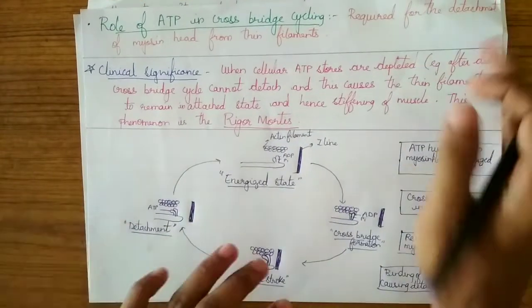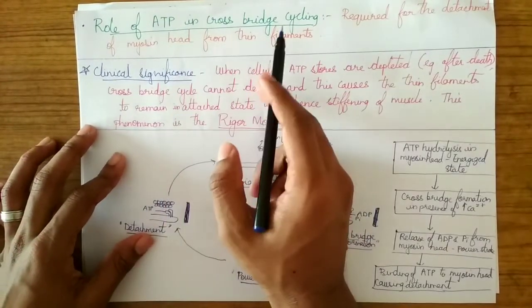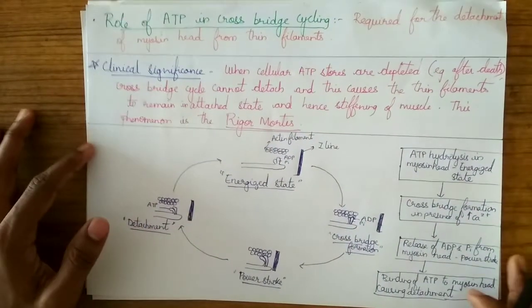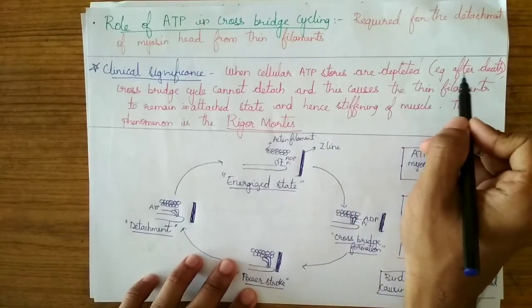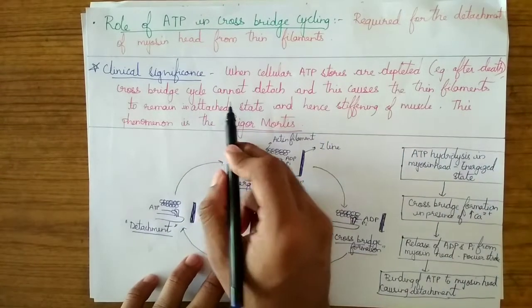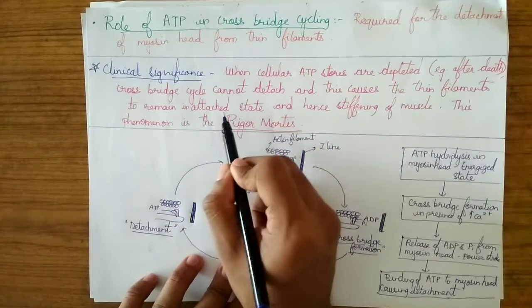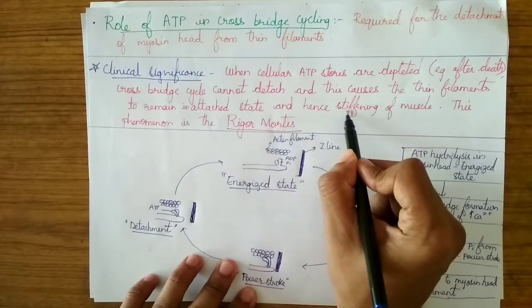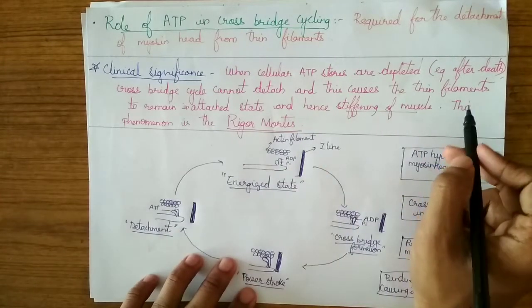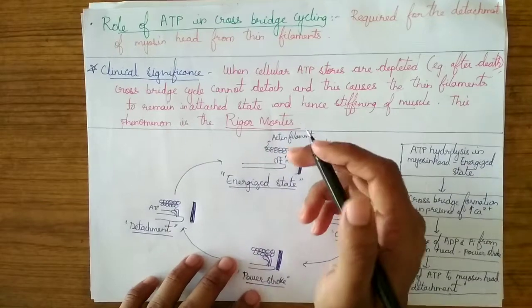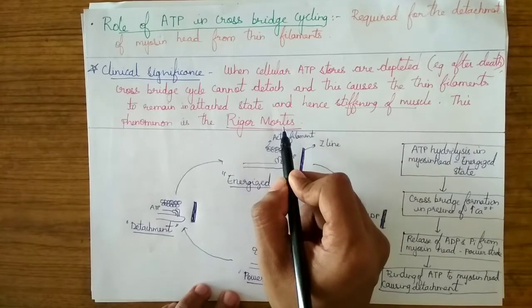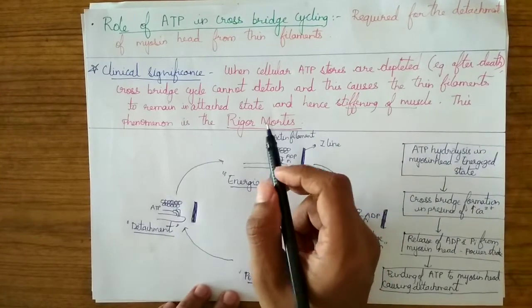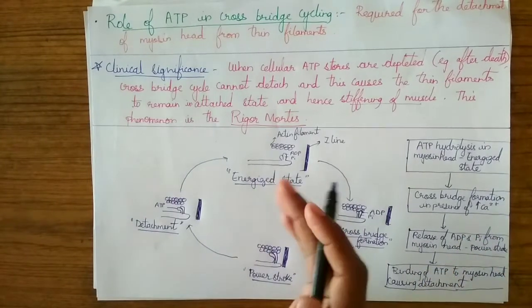So what is the role of ATP in the cross bridge cycling? It is mainly required for the detachment of the myosin head from the thin filaments, as you saw now. So what is the clinical significance? When cellular ATP stores are depleted, which actually happens after death, cross bridges cannot detach, and this causes the thin filaments to remain in the attached position, and hence the stiffening of the muscle. This phenomenon is known as rigor mortis. So it is a main sign of death. It actually occurs between 4 to 12 hours of death.